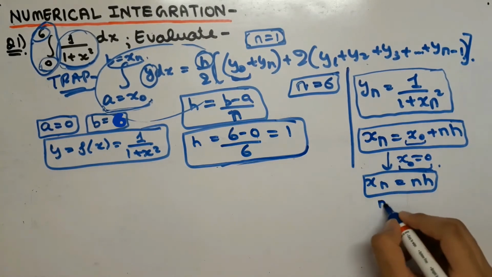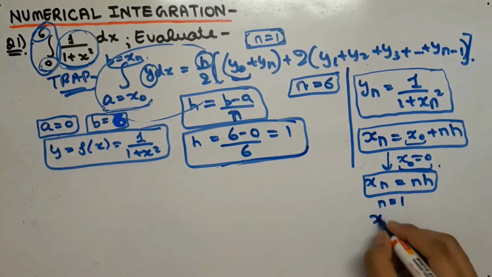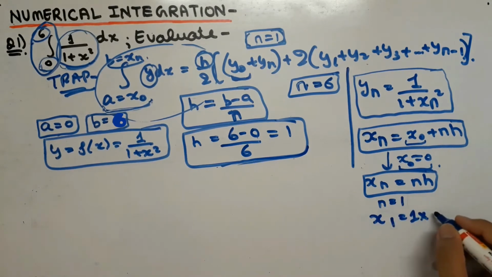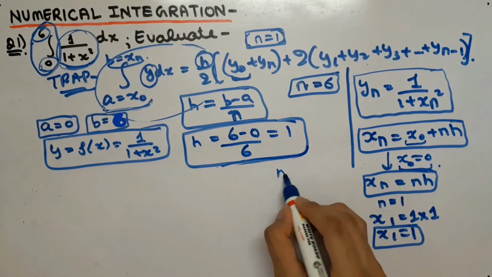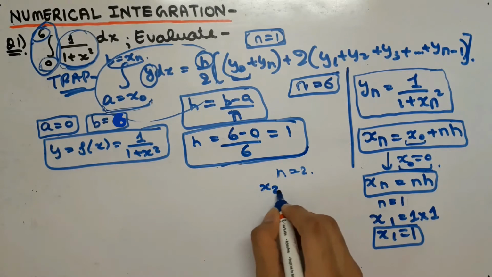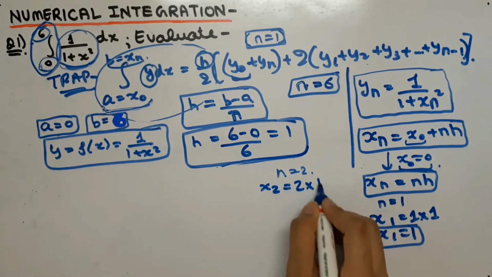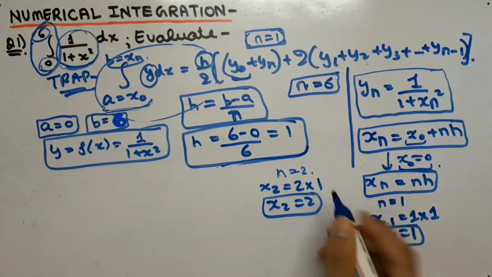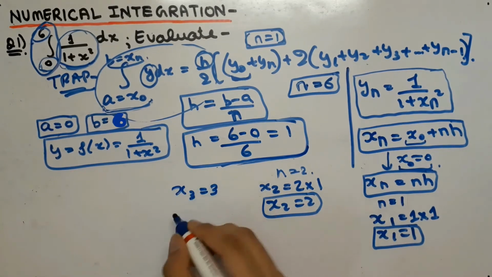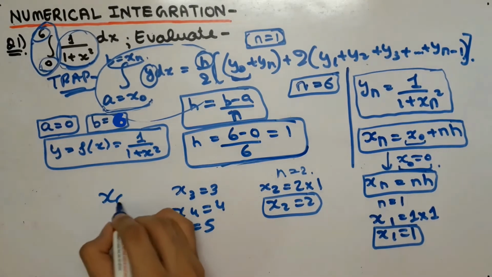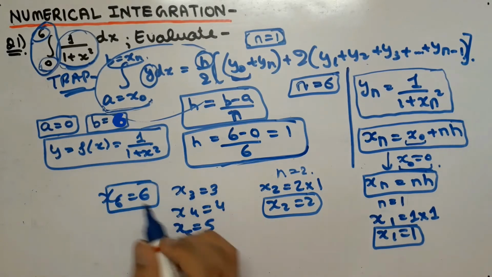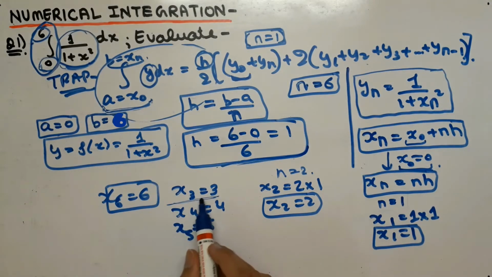So similarly we are going to put the value of n as 1. That is, we will get x1 as 1 into h, and we know the value of h is 1. That is, x1 is also 1. Similarly we will put the value of n as 2. That is, we will get x2 as 2 into h, that is 2. Similarly we will get the value of x3 as 3, x4 as 4, x5 as 5 and x6 as 6. We have simply put the value of n as 3 for finding x3 and n is equal to 4 for finding x4 and so on.